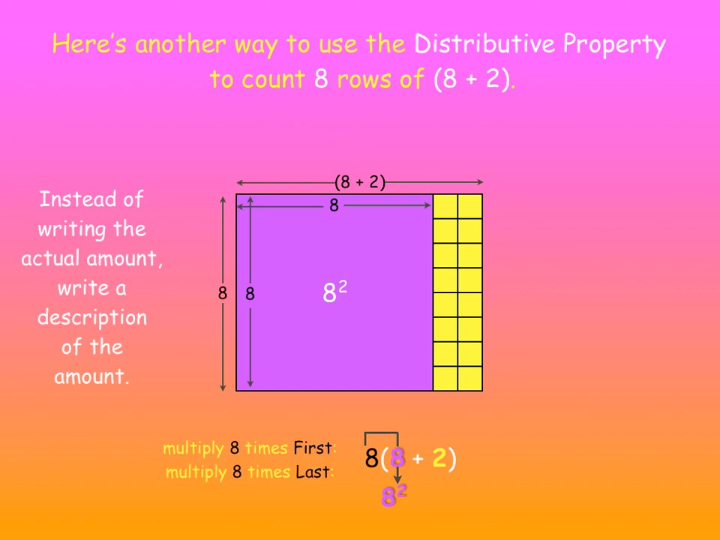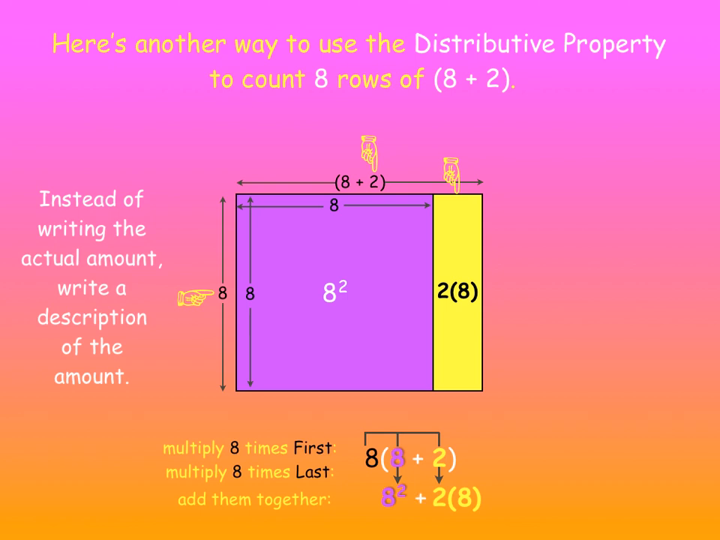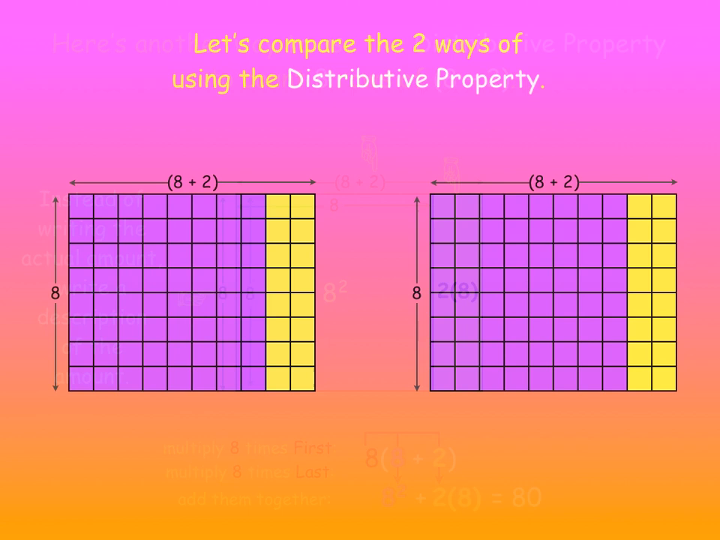And when we multiply 8 times the last number, instead of saying 16, we'll just call it 2 times 8. And then we add them together. When we do add them, we get 80. Let's compare the two ways of using the distributive property.